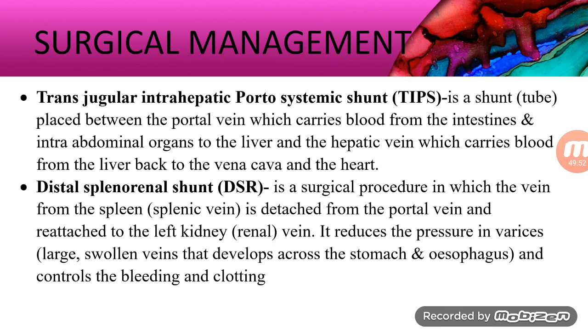In surgical management, first is the transjugular intrahepatic portosystemic shunt. What is meant by shunt? A shunt is a hollow tube which is made surgically, placed in order to allow fluid to move from one part of the body to another part.